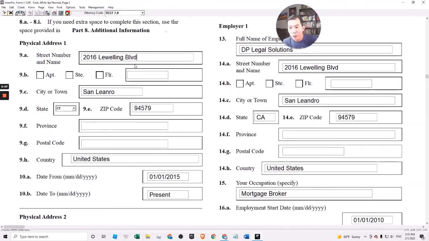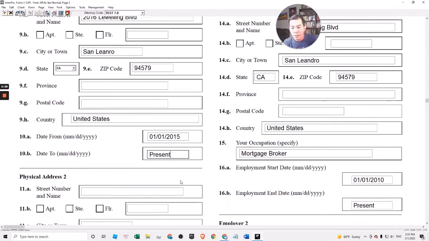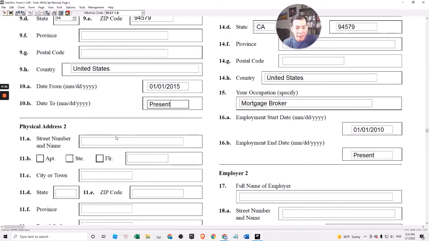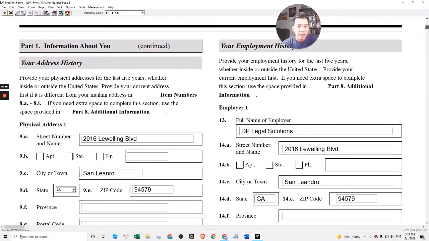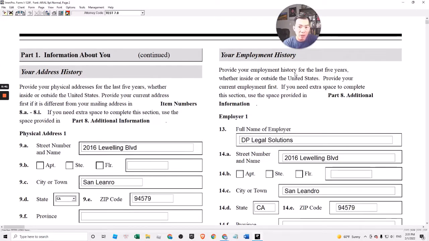So for example, I put here my current address, 2016 Walden Boulevard in San Leandro. My state is California. And zip code, the country is United States, and I have lived here from January 1, 2015 until present. You can put the present date, or you can just put the word present right there. And if in the last 5 years you lived at multiple addresses, you have to spell it out, provide all to the USCIS. The next part on the right column is your employment history.